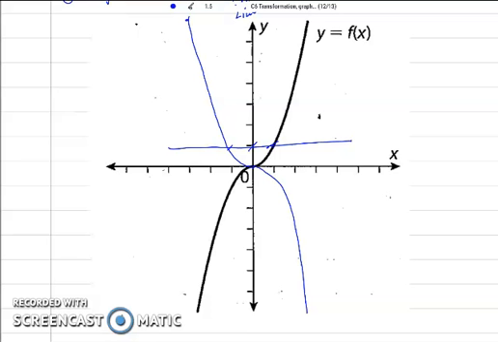So if the black one is the graph of y is equal to f of x, the blue one would be the graph of y is equal to f of minus x. So the graph of y is equal to f of minus x can be obtained from the graph of y is equal to f of x by reflecting the graph of y is equal to f of x in the y-axis.